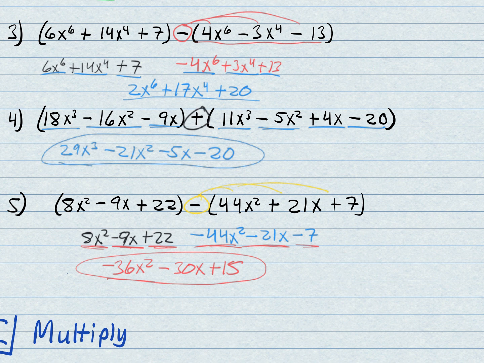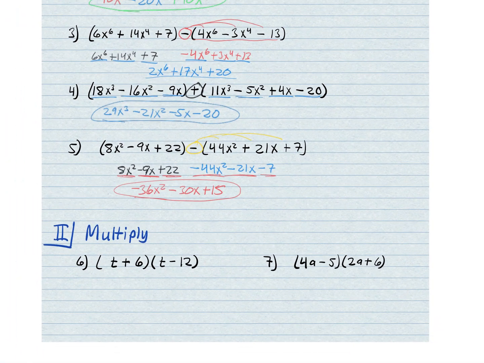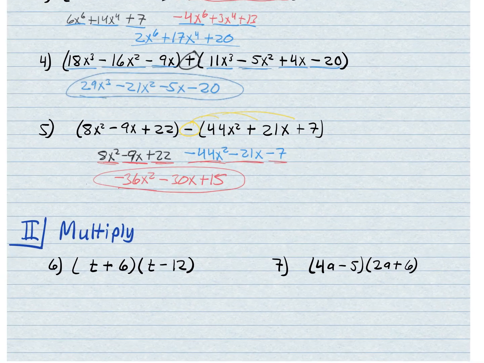All right, and now maybe the most challenging part, which still isn't super difficult, but the one that might involve a little bit more work is multiplying polynomials. Some of the easier examples that you're going to get are multiplying binomials. So 6 and 7, you can see here, these are binomials. When you're multiplying binomials, you FOIL.